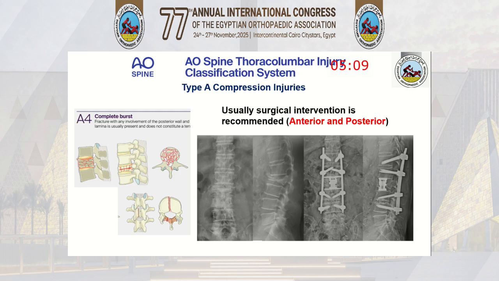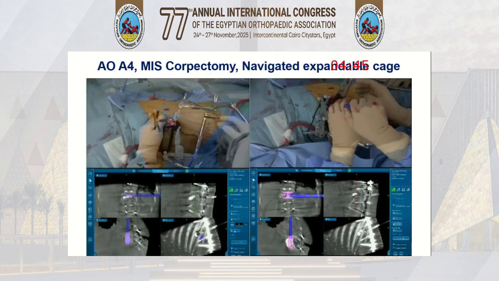A4, usually surgical intervention is recommended, especially anterior and posterior like this. For thoracolumbar, if you are not so sure, 2 above, 2 below is better. But for the lumbar region, 2 above, 2 below is not a good idea. You should preserve motion segments. I mean, 1 above, 1 below. So sometimes we do this kind of MIS mini corpectomy.